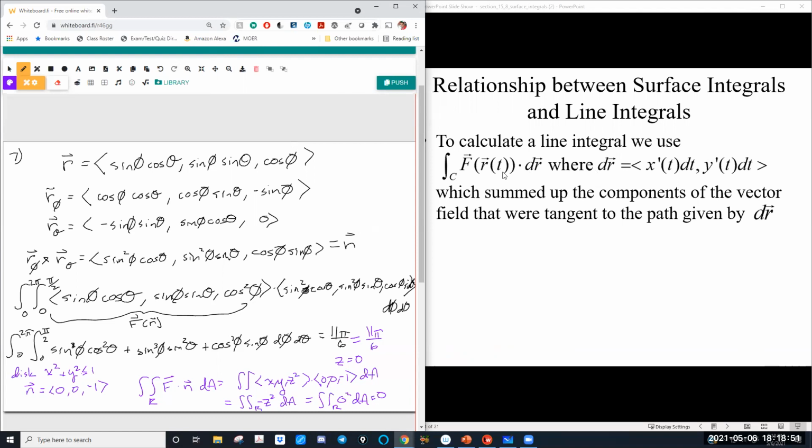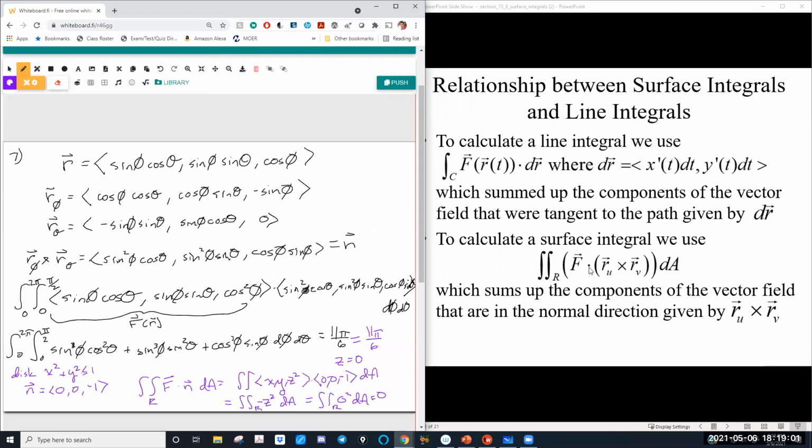So basically, to do a line integral, we're taking up the components of the vector field that are tangent to our path. That's what the dr is telling us. For the surface integral, we're collecting all the parts that are normal. So they're very, very similar. And I want you to think of them as similar. I don't want you to think of them as 2 completely different things. The processes are very similar.